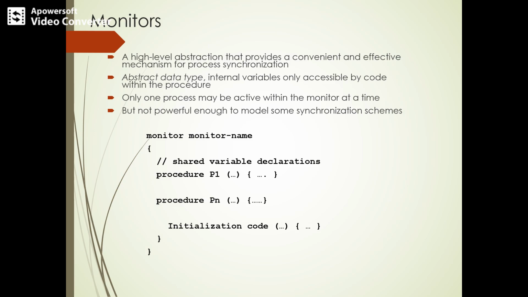What the monitor construct does is ensure that only one process at a time can be active within the monitor. The programmer does not need to code the synchronization constraint explicitly. For this purpose, we need to define additional synchronization mechanisms. The mechanisms are provided by the condition construct. So you can see them in the next slides.